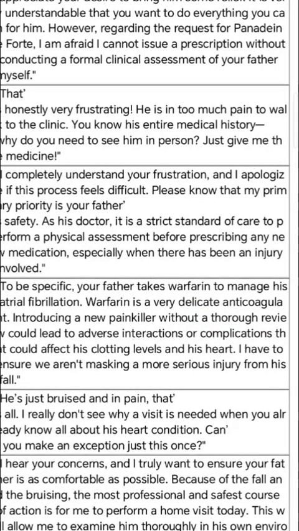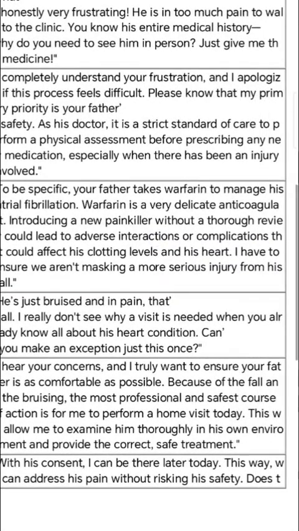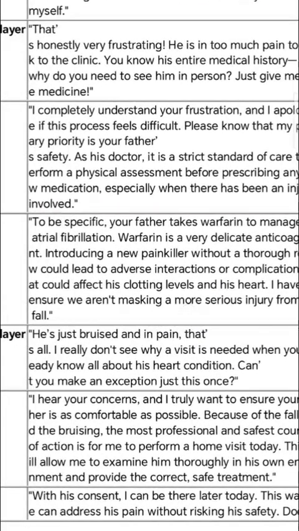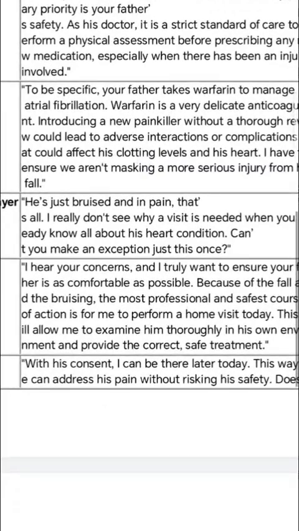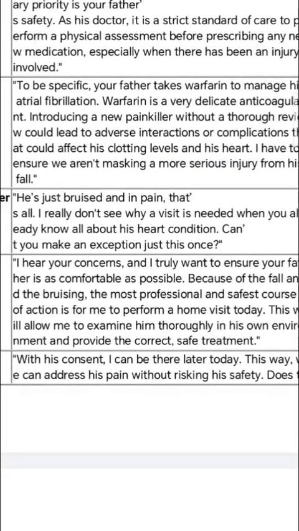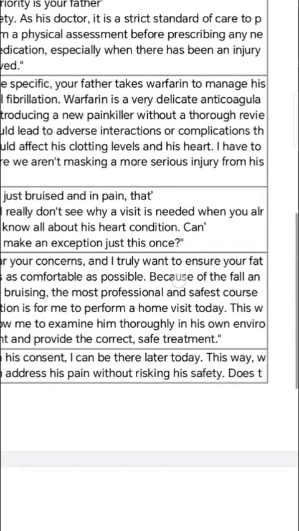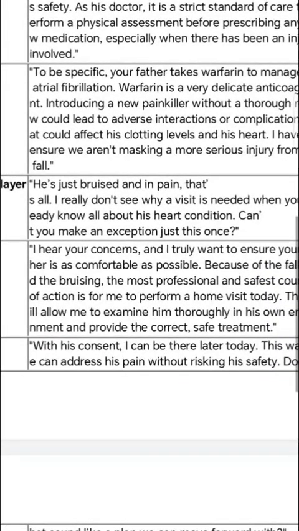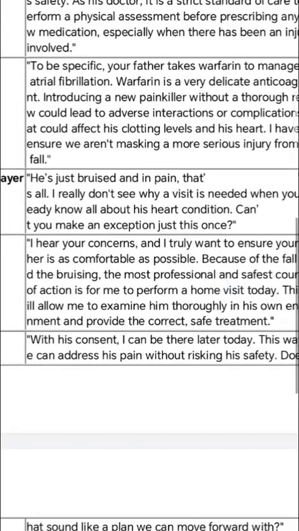Please know that my primary priority is your father's safety. As his doctor, it is a strict standard of care to perform a physical assessment before prescribing any new medication, especially when there has been an injury involved. To be specific, your father takes warfarin to manage his atrial fibrillation. Warfarin is a very delicate anticoagulant. Introducing a painkiller without a thorough review could lead to an adverse interaction or complication that could affect his clotting level and his heart. I have to ensure that we are not masking a more serious injury from his fall.